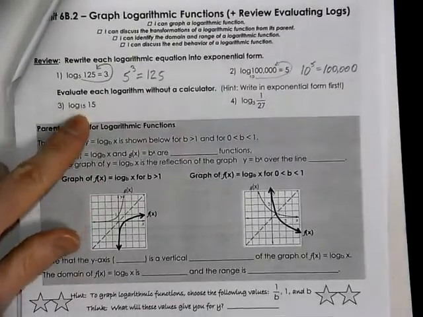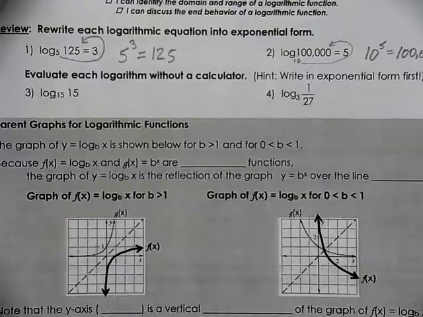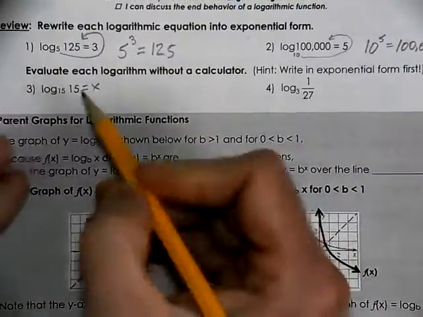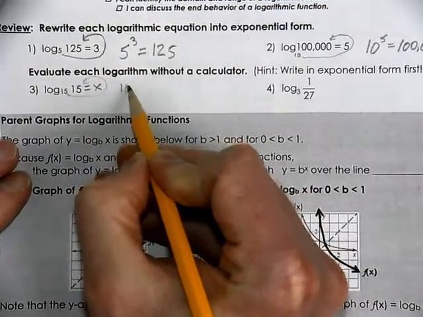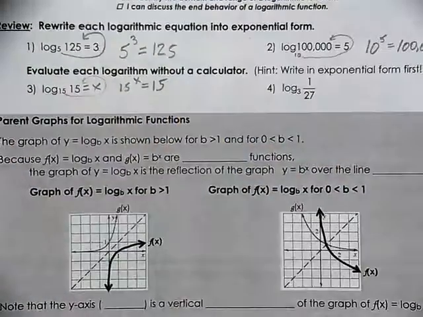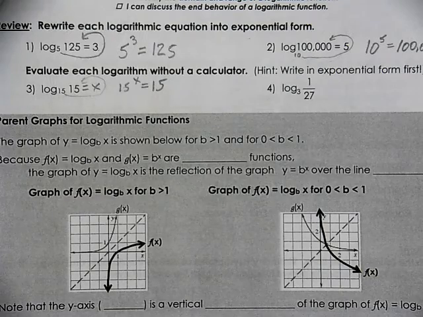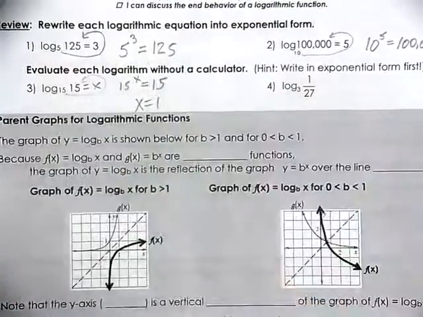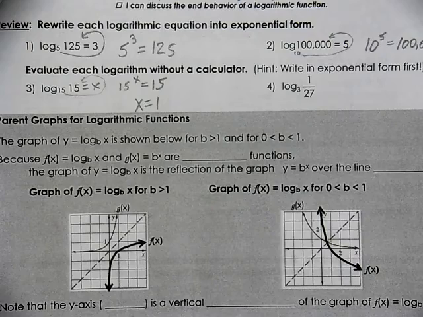Now to evaluate, I would suggest to put an equals x. And again, we're going to write this in exponential form. 15 to the x power equals 15. Now you have to use a guess and check type format to help you figure this out. 15 to what power equals 15? Well, we all know 15 to the 1st power equals 15. So x would have to be 1.